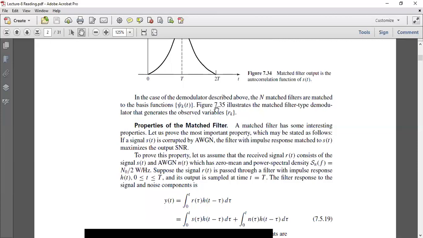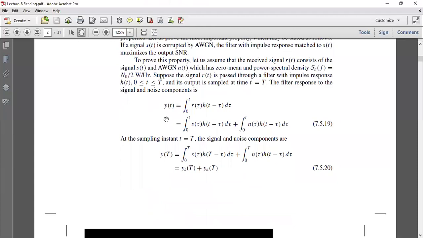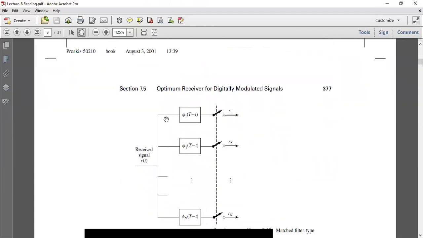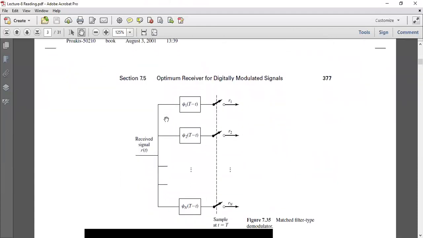In the case of the demodulator described above, the n matched filters are matched to the basis functions phi k of t. Figure 7.3 illustrates the matched filter type demodulator that generates the observed signal r of t, r of k. So this is the typical structure for matched filter type demodulators.